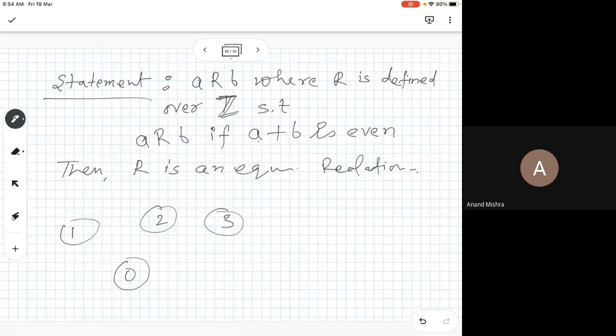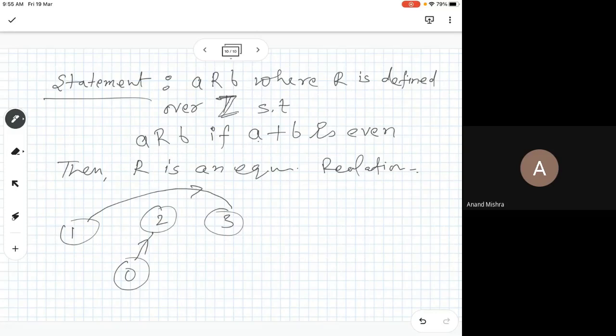No, right? But will there be a connection between 0 and 2? Yes. Why? Because A plus B, 0 plus 2, is even. 0 plus 3 is not even. So 0 plus 3 will not be connected. 1 plus 2 will also not be connected, but 1 plus 3 will be connected, right? So 1 plus 3 will be connected. 2 plus 3 will not be connected.